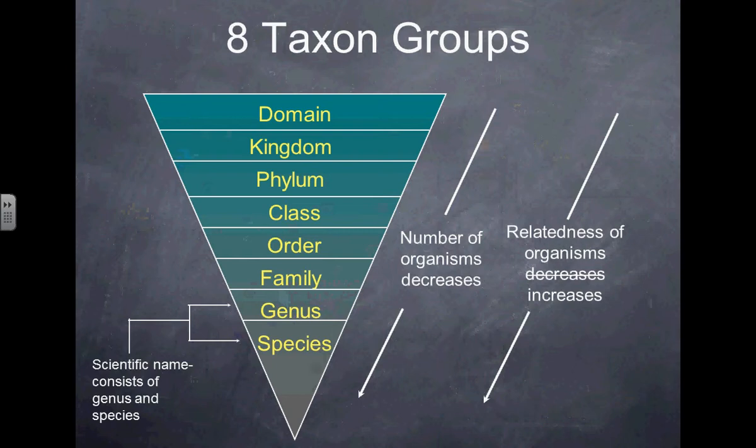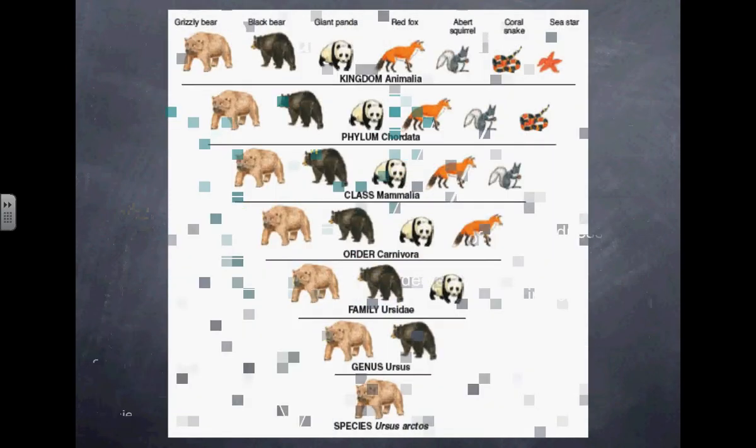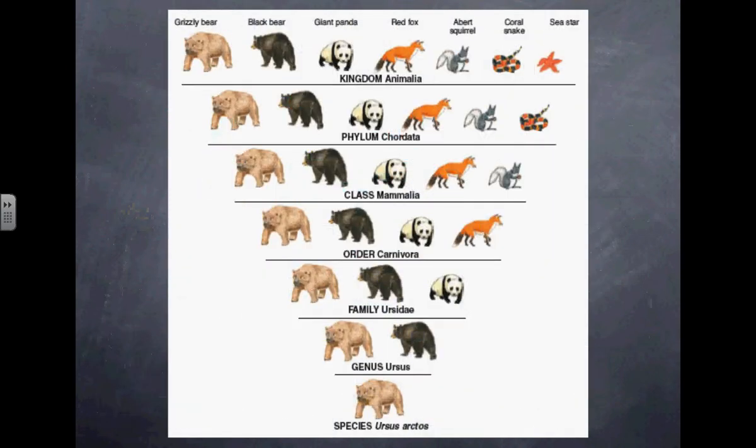I'll give you a couple ways to remember these in a minute. But if we look at these groups, and we look at some species here. So let's say I have a grizzly bear, a black bear, a panda bear, a fox, a squirrel, a snake, and a sea star. First off, those are all in the same domain. Domain isn't included on this list. It's above kingdom. It would be up here. They're all in the Eukarya domain. But they are all animals. So they all belong in the same kingdom, kingdom Animalia.